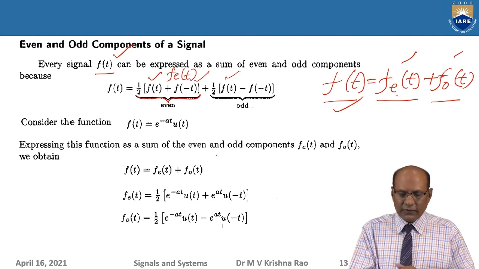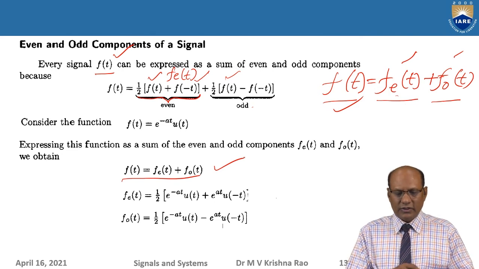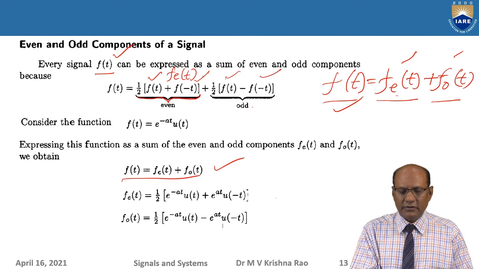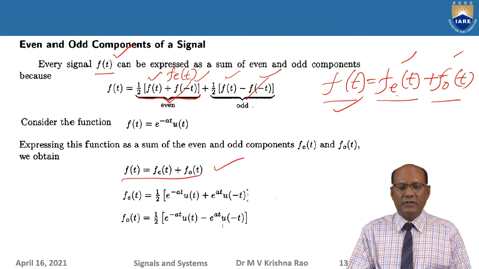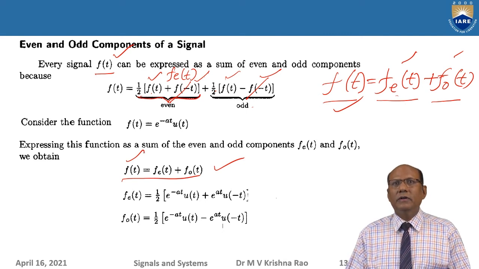Now after getting this, if I add both, I will again get back the original. See, if you see here, if I add even and odd, what is happening? This is odd, this is even. So this minus this, both will get cancelled. Half of f(t) plus half of f(t), that is nothing but full f. Okay? That is so.